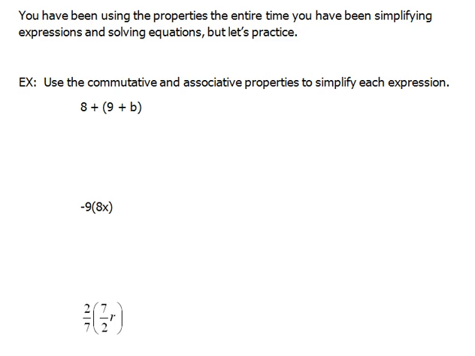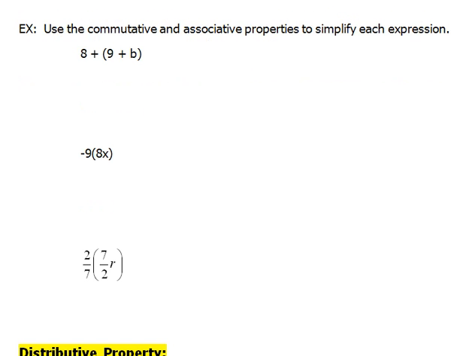We just went over the commutative and the associative properties of addition and multiplication, and so we need to apply those now. Well, actually, these are things that you've been doing all along. You just didn't know probably the specific name of them. So let's do some practice here. This says use the commutative and associative properties to simplify each expression.